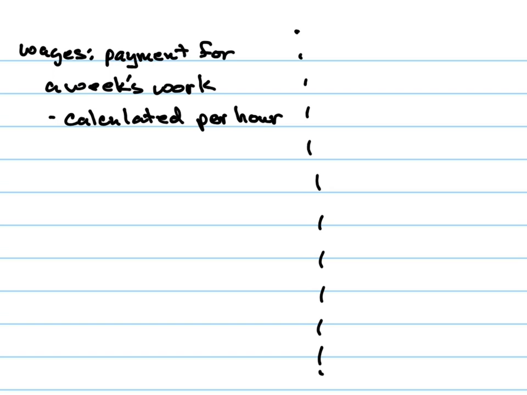And there's a formula for this one as well. Okay? You're simply going to take your hourly rate times the number of hours, and that's going to equal your total pay or your wages.